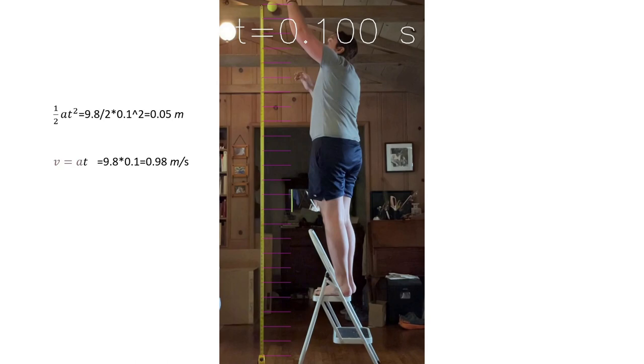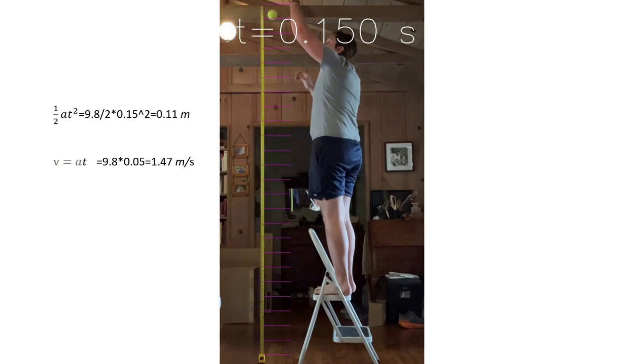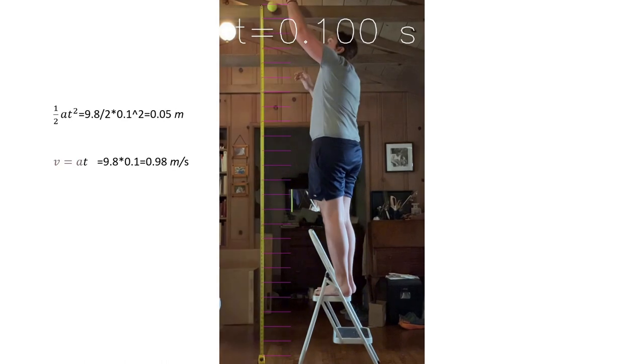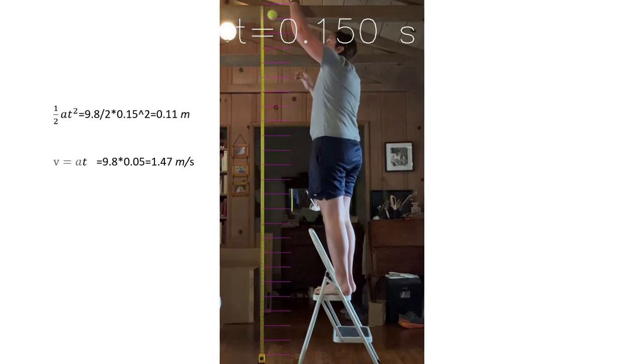After 100 milliseconds, it's supposed to have gone 5 centimeters, and that's about right because it's about halfway between those two markings, which are 10 centimeters. And its speed is supposedly just under 1 meter per second. Remember, we're watching 50 milliseconds between frames here, so it would actually go 1/20th of a meter, which is about how far it's gone, 5 centimeters.